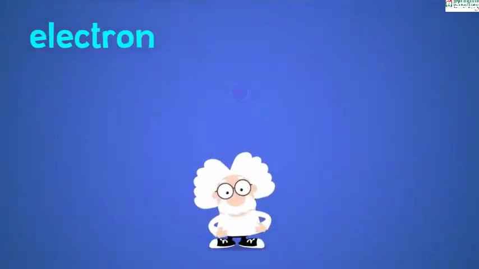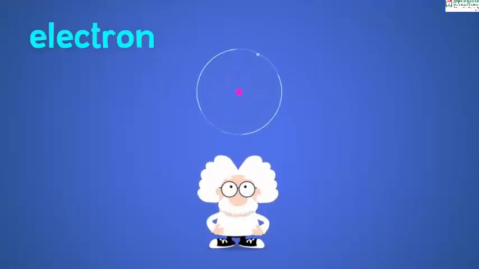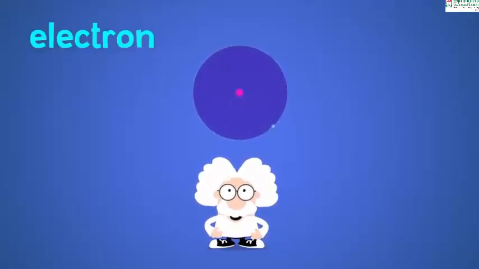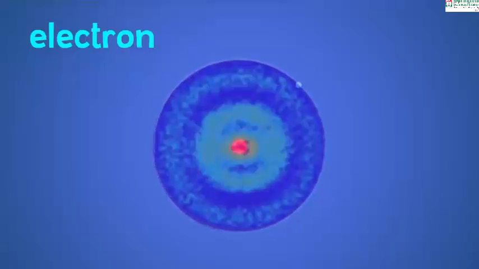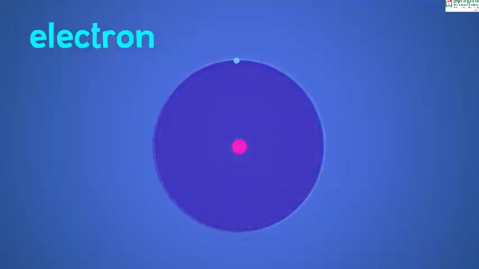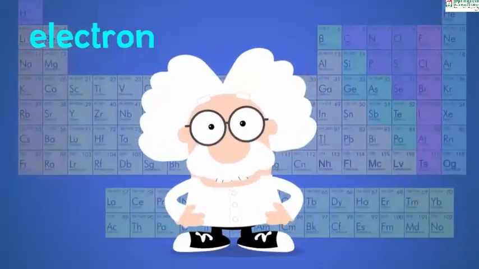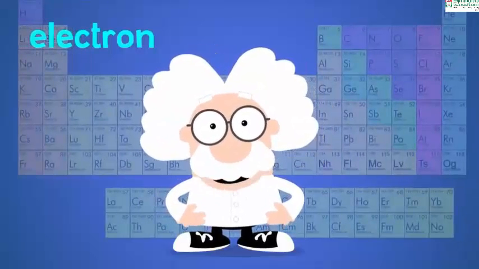Now, electrons are much smaller than protons, and they zip around protons at lightning speed, making up something called an electron cloud around the atom. Electrons do this because they have a negative electrical charge. All the elements have the same number of electrons and protons.